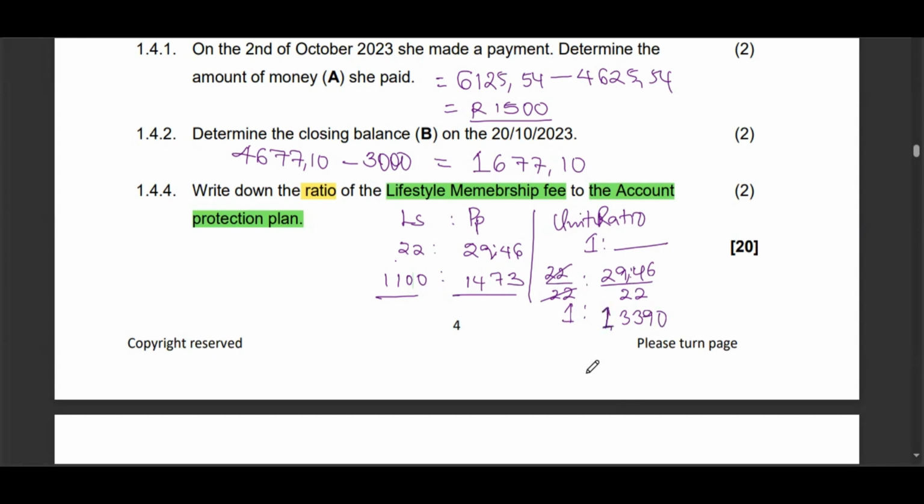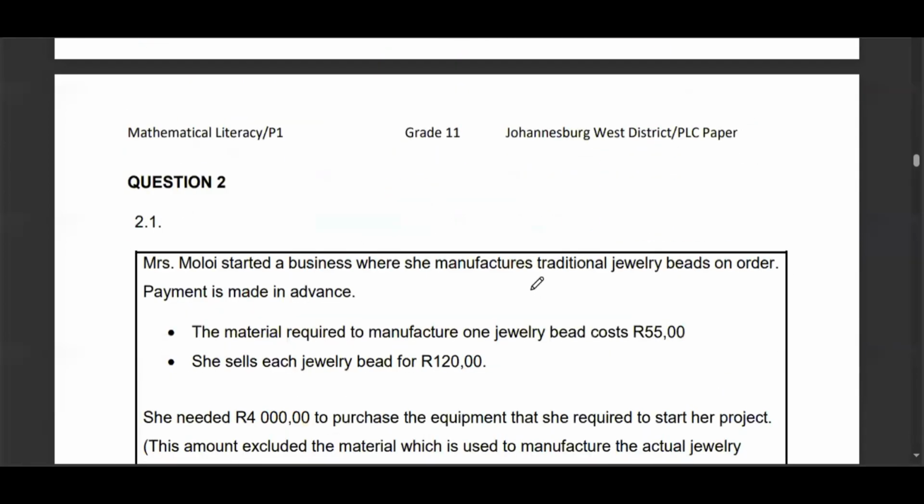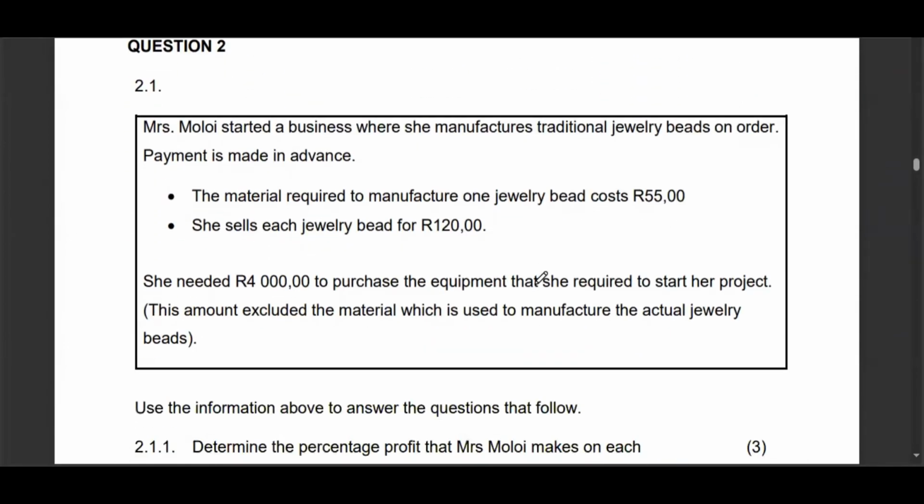That marks the end of question number 1. Let's look at question number 2, still finance. Mrs. Molloy started a business where she manufactures traditional jewelry beads on order. Payment is made in advance. The material required to manufacture one jewelry bead costs 55 rands. Then she sells each at 120 rands.